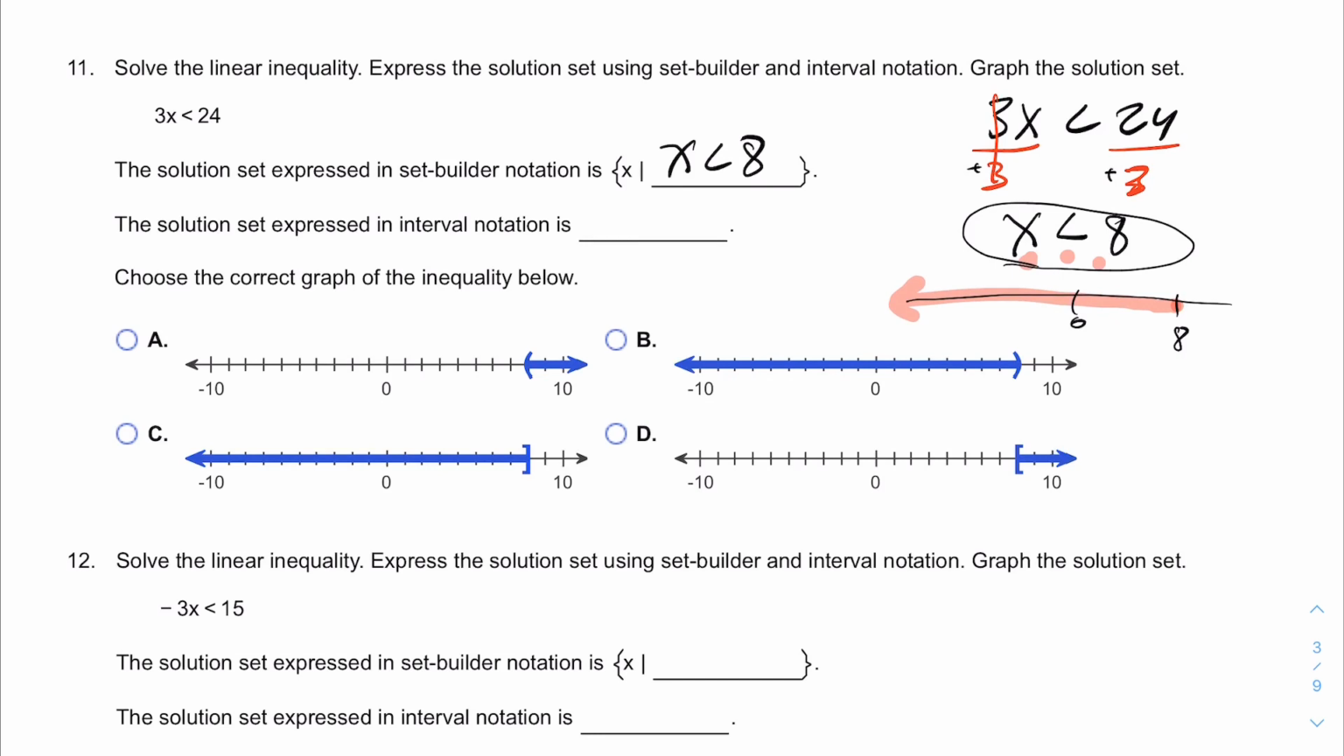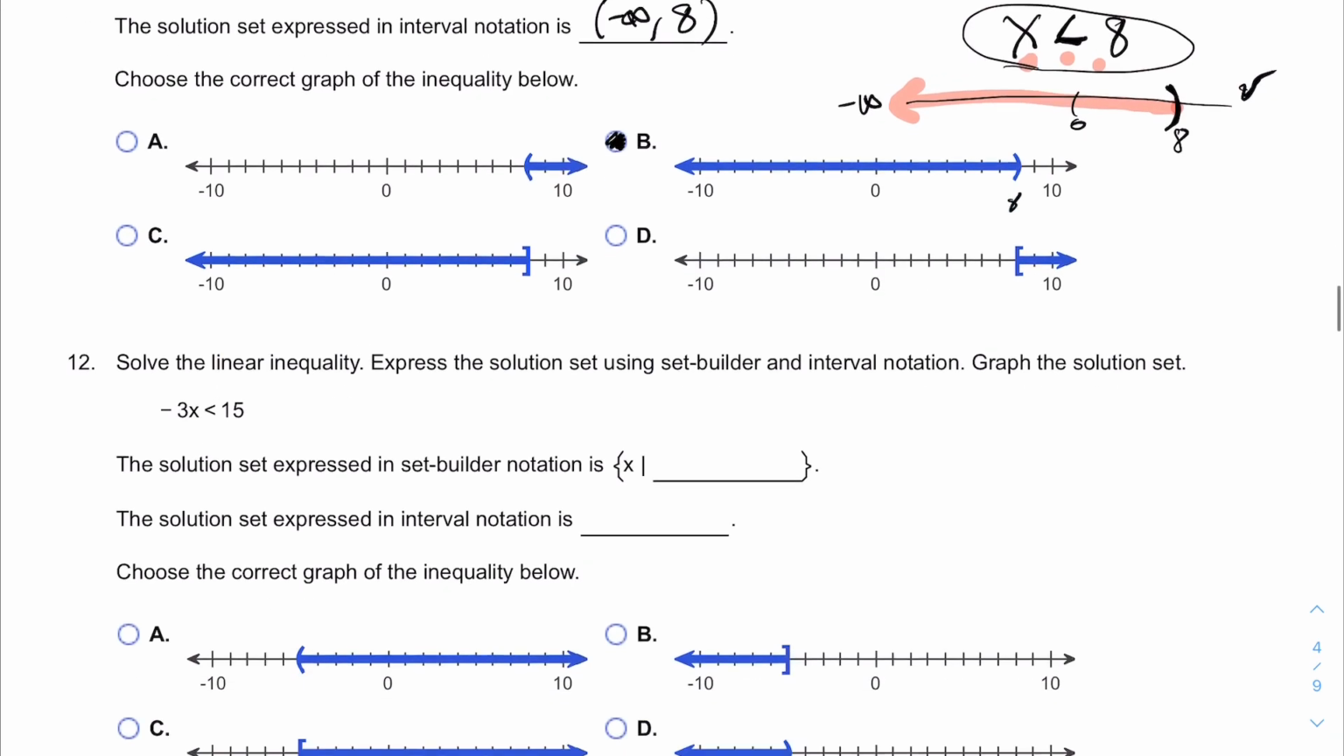And then the big question is, is it open or closed? Well, it's just less than, not equal to, so it must be open. Okay, and because it goes forever to the left, it's negative infinity. So we've got open, negative infinity, up to positive 8, and that is open. Oh, and then pick the graph. I just graphed it there, so what looks like that? There it is right there, B.